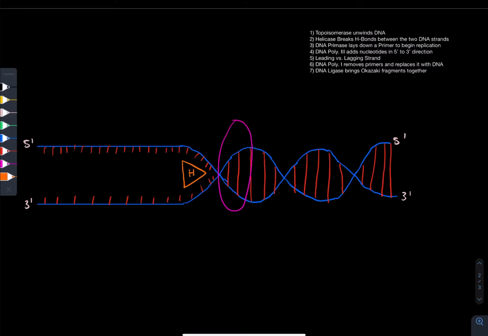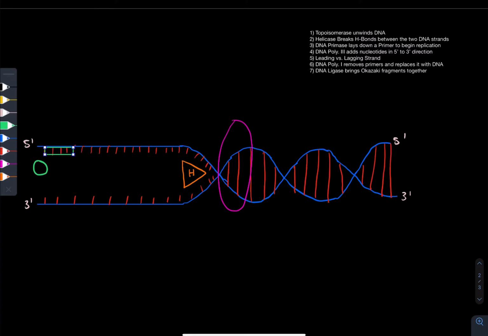So the third thing we're going to take a look at is DNA primase, which will lay down a primer in order to begin replication. So what that's going to look like is we're going to have a little primase, DNA primase, and it's going to lay down this RNA primer right here.